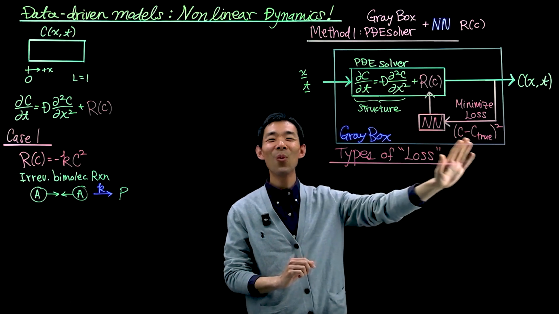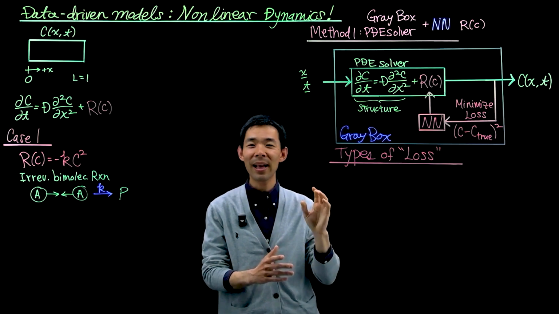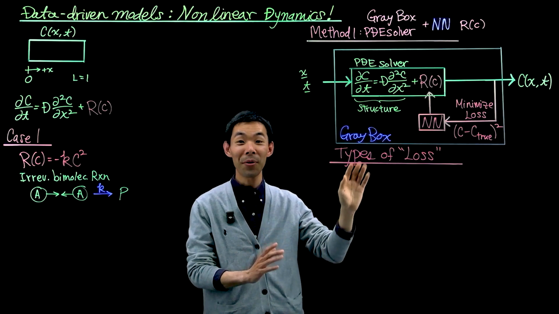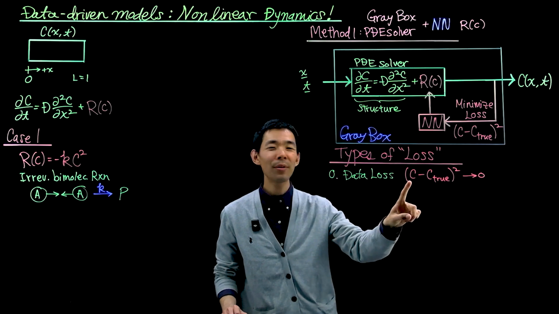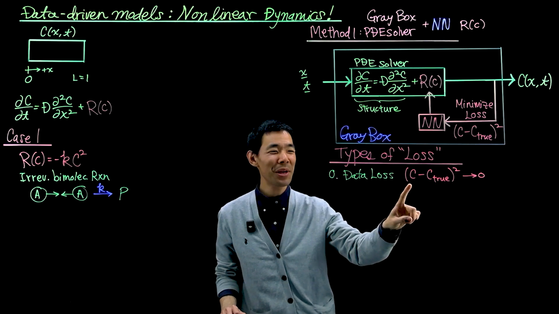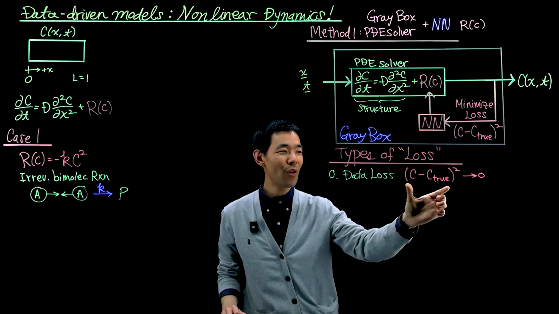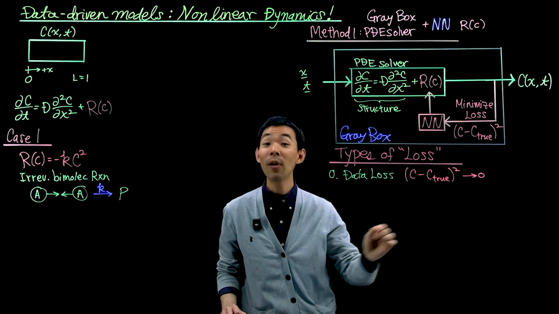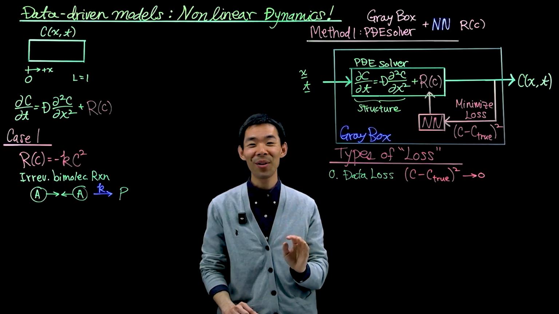So we already have one of them, which is called the data loss. I'm just going to put that as 0 because it's already in our model. So this is called data loss. This is saying how close is your actual prediction of concentration from your actual data set from your experiments. You want to drive this error to 0. That's what we've been doing so far. That's why I put a 0 out here because it's already in our model.